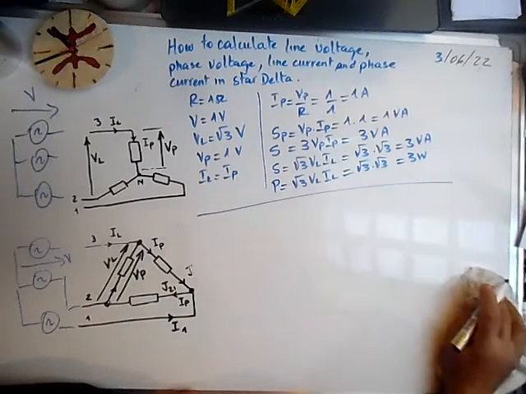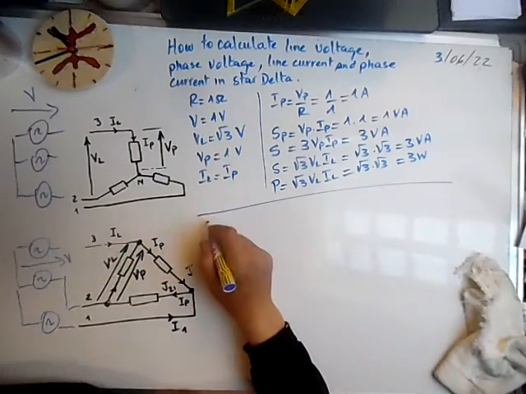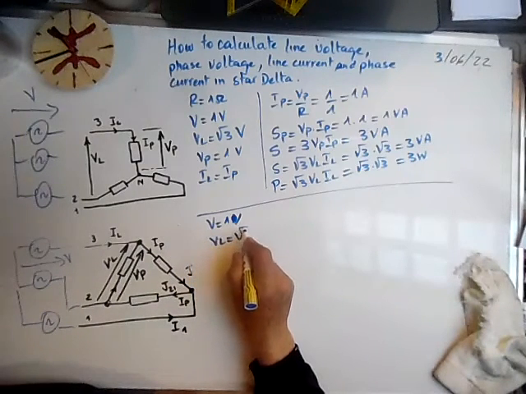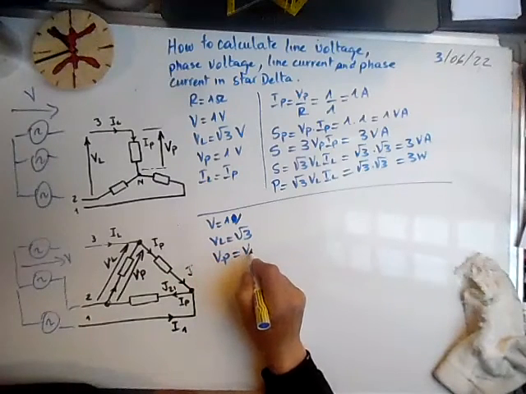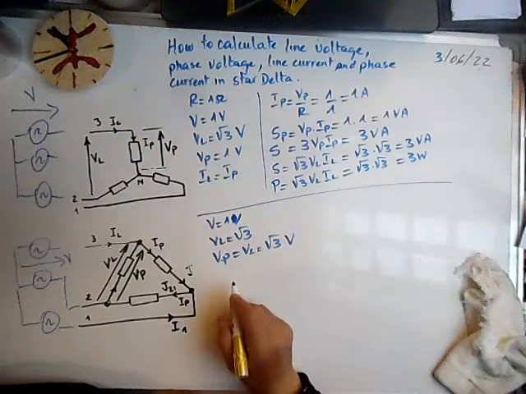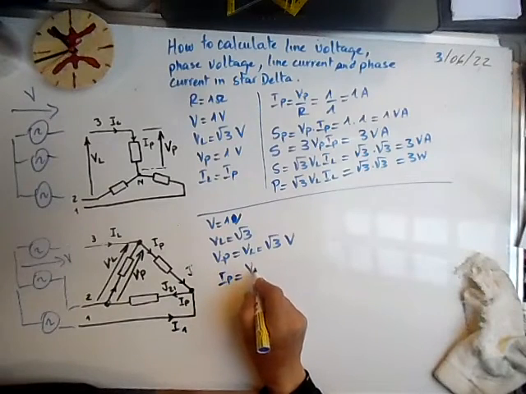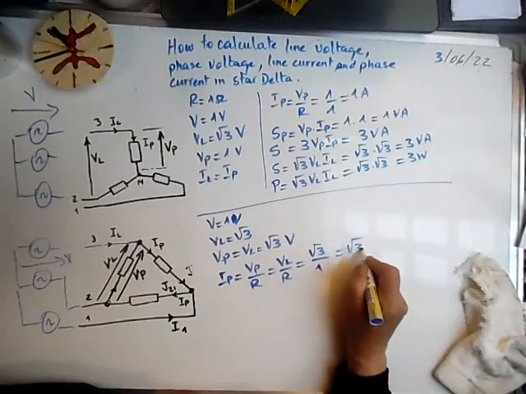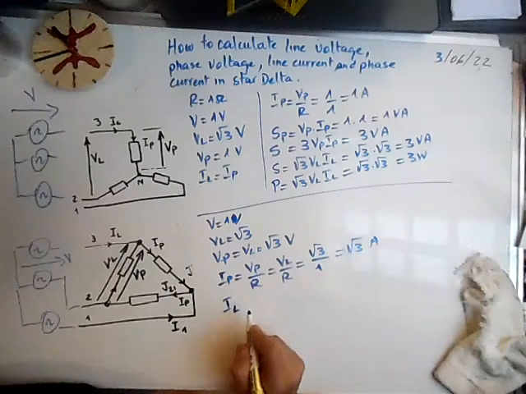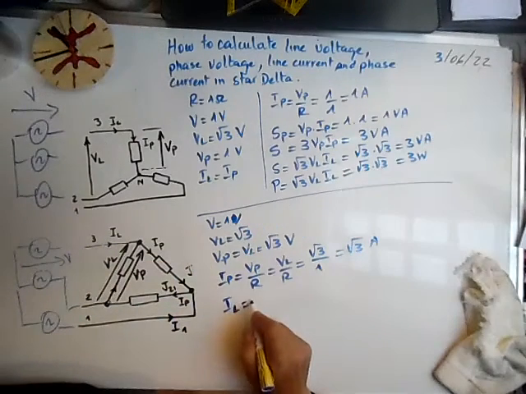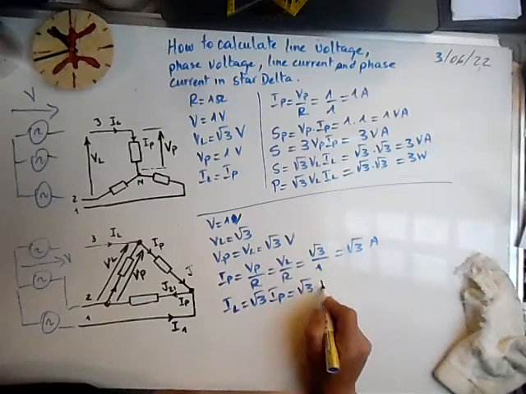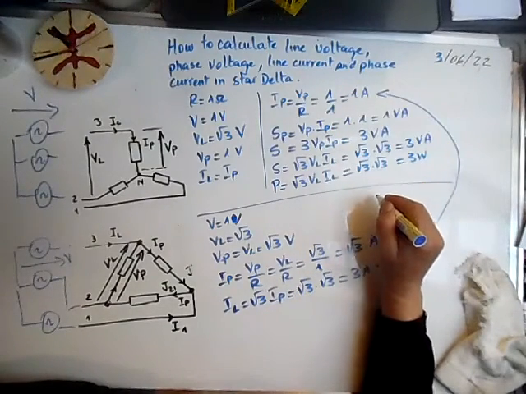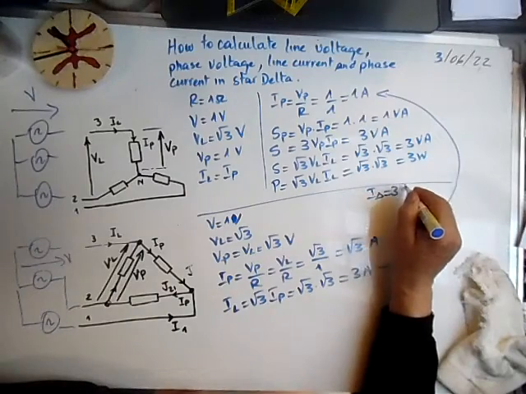Q will be 0. Now for the delta connection, the source phase voltage is 1 volt. So VL is square root of 3 volts, and V phase here is equal to VL, which is square root of 3 volts. So we can calculate the phase current. Phase current is V phase over R, or VL over R, and it's square root of 3 volts over 1, which is square root of 3 amps. Knowing that in delta, the line current is square root of 3 times the phase current, it's square root of 3 times square root of 3, which is 3 amps. This shows us that I delta is 3 times I star for the same load.